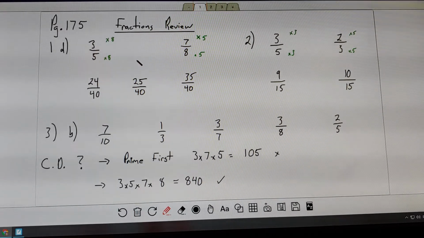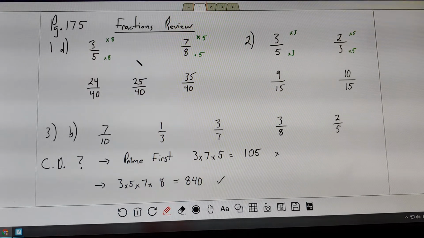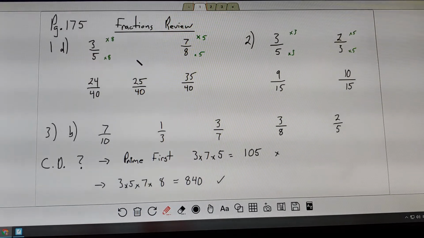Okay, so for 1, we're being asked to name a fraction between each pair of fractions. So I went with 1D. Again, anytime you're being asked to compare fractions, order fractions, find something between them, add them, or subtract them, you're always finding common denominators. The only time we're not finding common denominators is when we're multiplying and dividing.